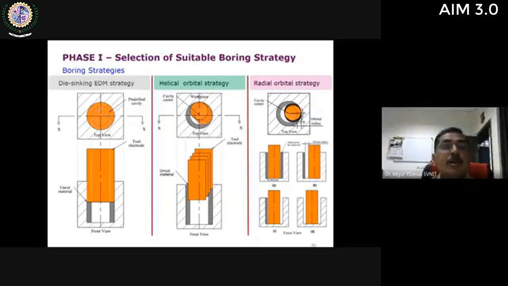So this is a typical view of the die sinking EDM strategy. Uncut material is removed over here and it is bored. Then in helical strategies, what do we do? We keep on increasing the depth and reach over here. In case of radial, it moves over here, comes back, is oriented by 5 degrees, comes back, is oriented by another 5 degrees, and this is how the cavity is generated. This annular cavity is generated.